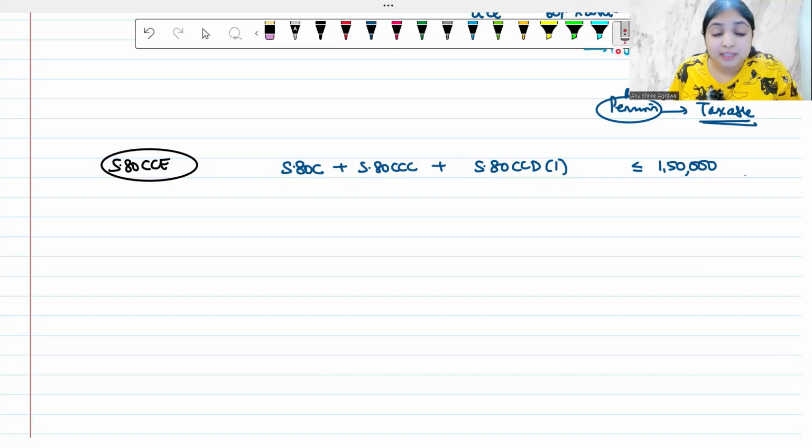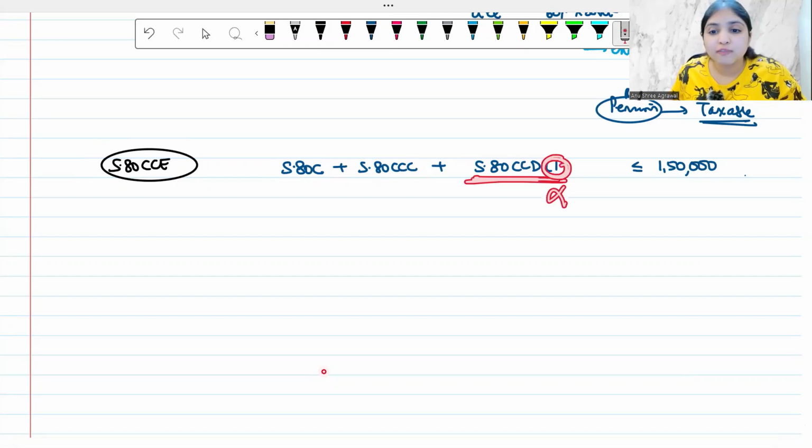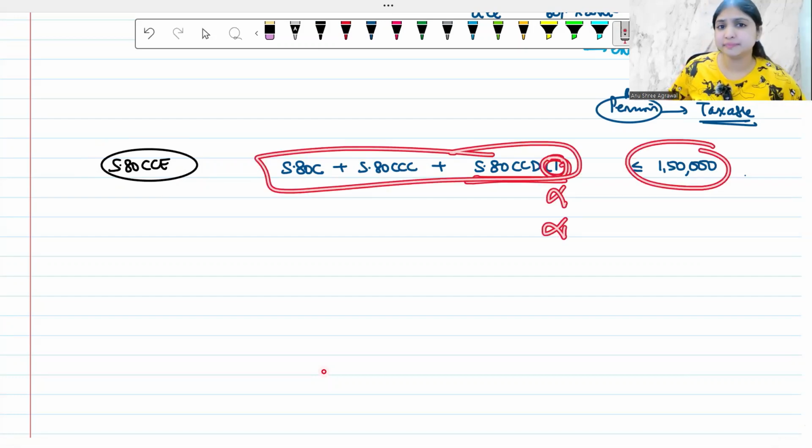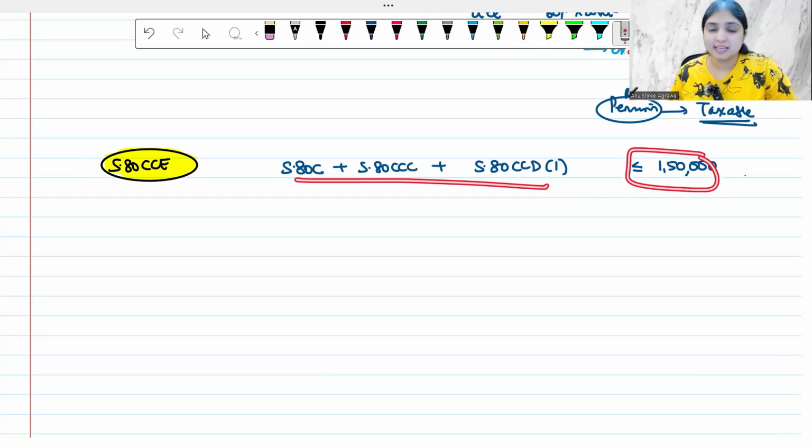Are you noticing? Does this limit also cover 80CCD1B? No. Does this limit also cover 80CCD2? No. We are covering only 80C, 80CCC, and in 80CCD, only subsection 1, not 1B, not 2, only subsection 1. Put together, this should not exceed 1,50,000. Crystal clear, everybody. This is 80CCE. It is this section which says that 80C plus 80CCC plus 80CCD1 put together should not exceed 1,50,000.